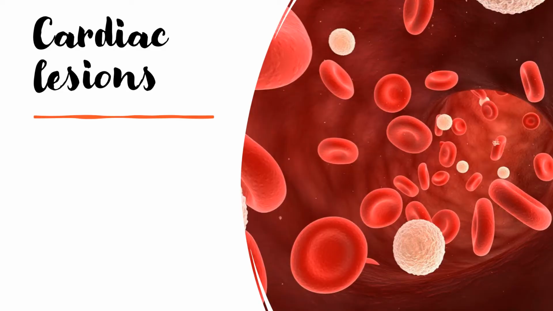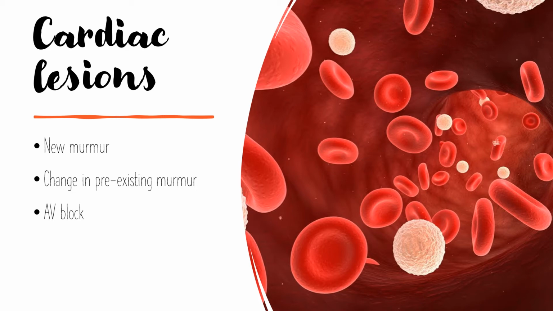In terms of symptoms based around cardiac lesions, you may notice a new murmur or a change in a patient who already has an established murmur. Aortic root abscesses cause prolongation of the PR interval, which can result in complete AV block. Then lastly, left ventricular failure can actually occur and is a very common cause of death in these patients.